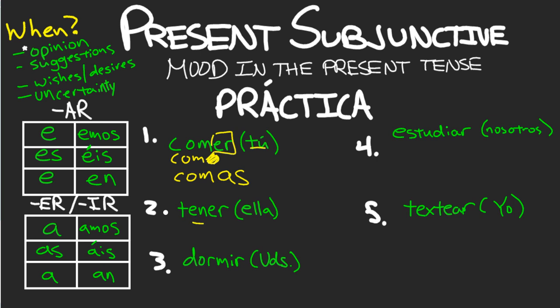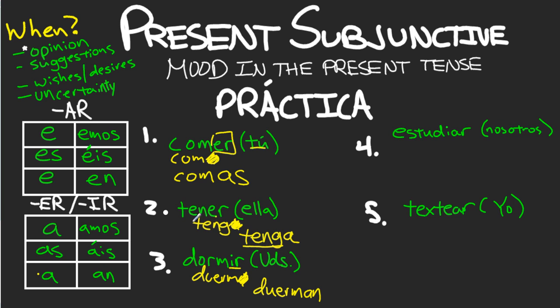Number two, remember that we take the yo form, which is different. Drop the o off the end of it, so for tener, ella would actually be tenga. It's an ER verb, so we use the a ending, but we do attach it to the teng stem because that comes from the yo form in the present tense. Similar with number three, dormir. Remember that the yo form is duermo, so we use that stem and add the ustedes form for an IR verb. Ustedes duerman.